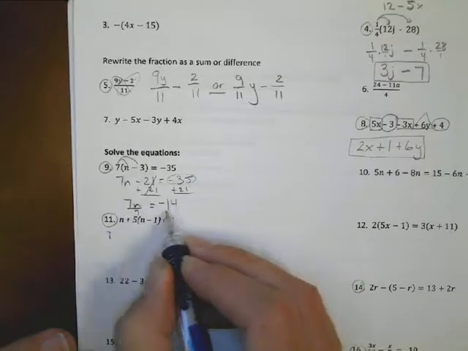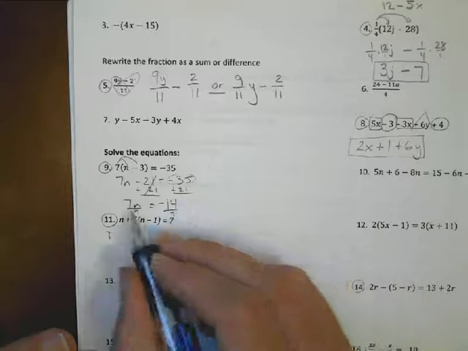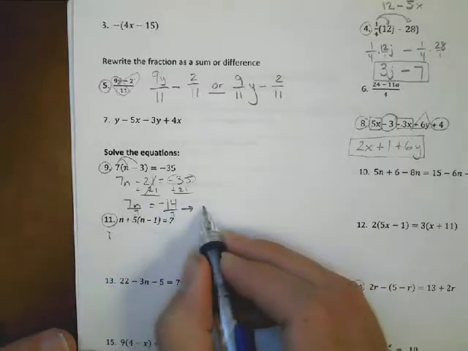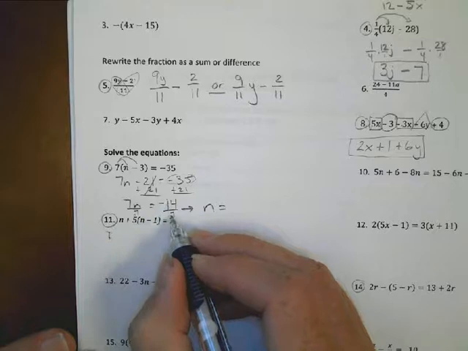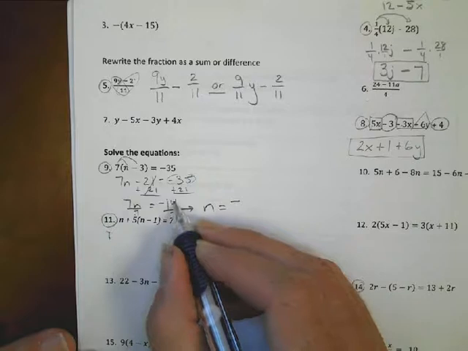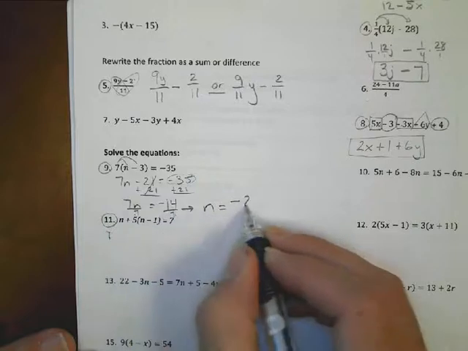From here, I'll divide both sides by 7, and so 7 over 7 is 1, so n is going to equal negative 14 divided by 7, a negative divided by a positive, still a negative, and 14 divided by 7 is 2.